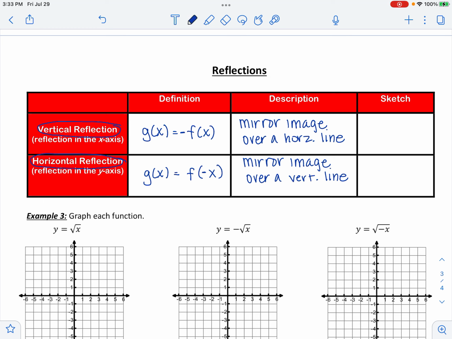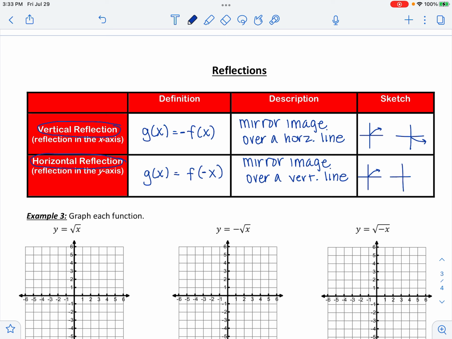All right, since these are all square roots, let's use square roots. The parent of a square root looks like this. I'm going to go ahead and copy that. Okay, so a vertical reflection: imagine a horizontal line and you're reflecting over it. So it will be like this.